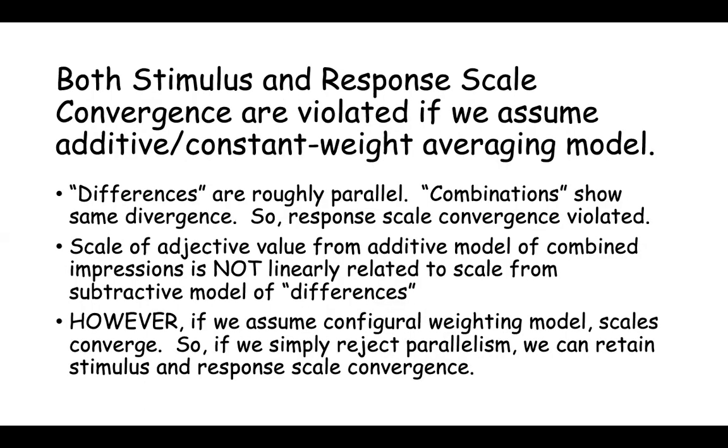So both stimulus and response scale convergence are violated if you assume the additive or constant weight averaging model, because when you transform the data to parallelism, you get scale values that are not linearly related to the ones you get for difference judgments. On the other hand, if you fit a configural weighting model, the scales converge, they agree. In other words, one set of scale values can produce both differences and combinations. And furthermore, you get pretty close to a linear response scale for the rating scale.